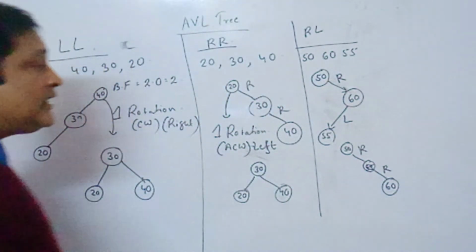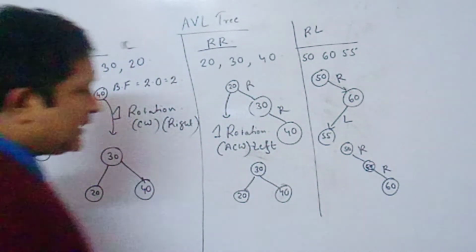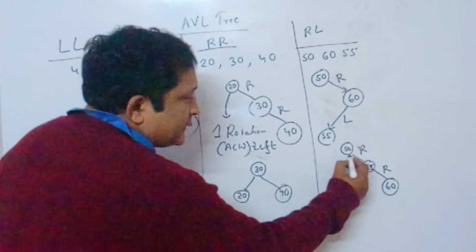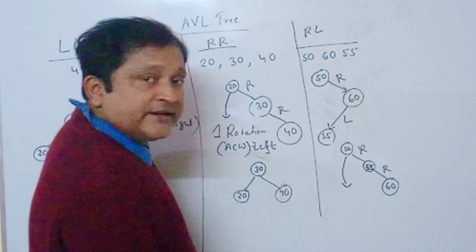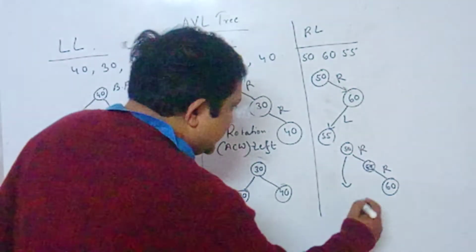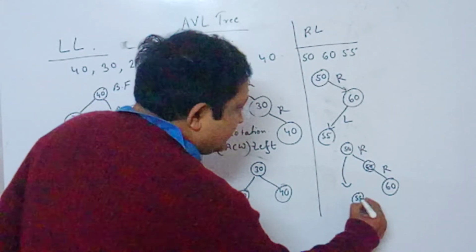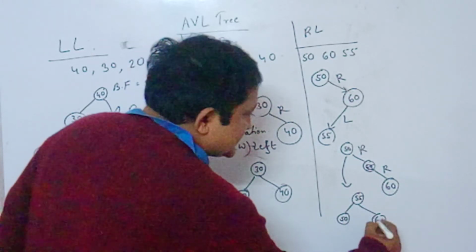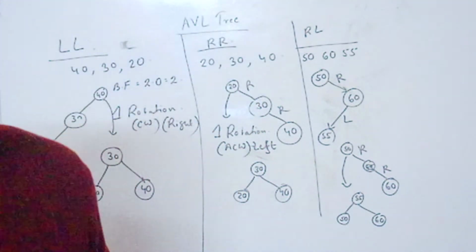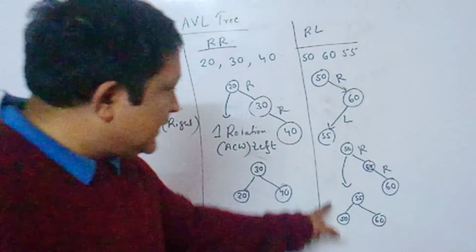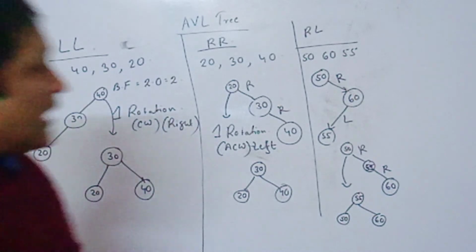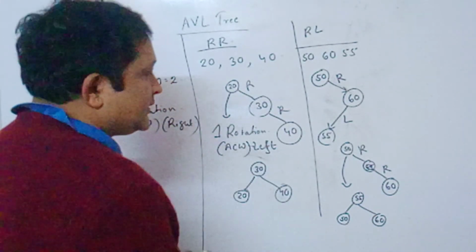Then we have to go for the anti-clockwise rotation. Anti-clockwise means keeping 55 constant, we rotate 50 in the anti-clockwise direction. So finally it becomes 55, 50, 60. So this becomes an AVL, a balanced BST. So for RL imbalance, we have two rotations.